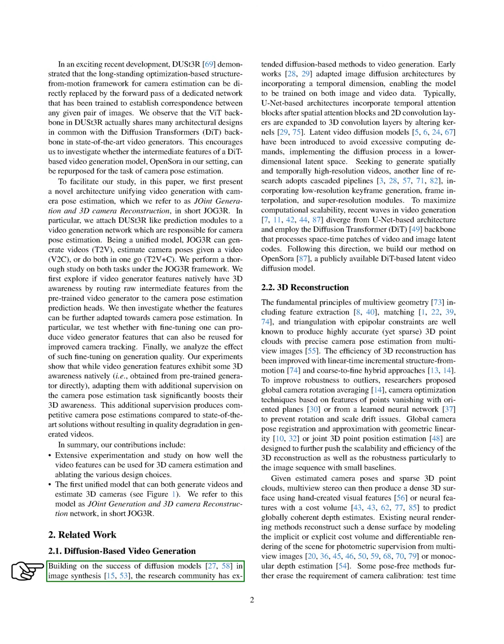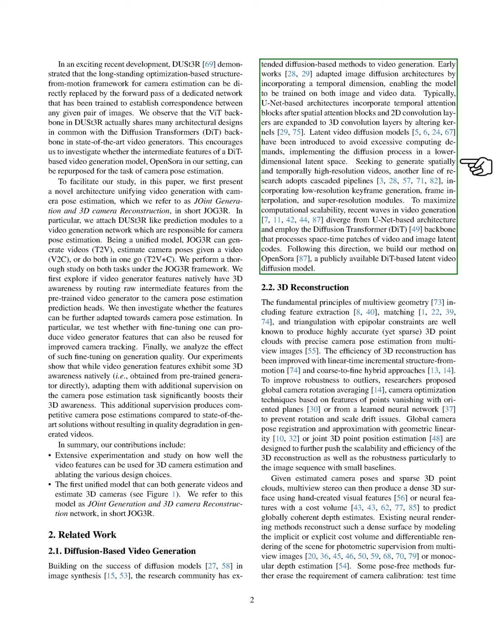In the related work section, we note that the research community has successfully adapted diffusion models for video generation, building on their success in image synthesis. Early adaptations involved adding a temporal dimension to image diffusion architectures, allowing training on both image and video data. Typically, U-Net-based architectures have incorporated temporal attention blocks and expanded 2D convolutions to 3D.